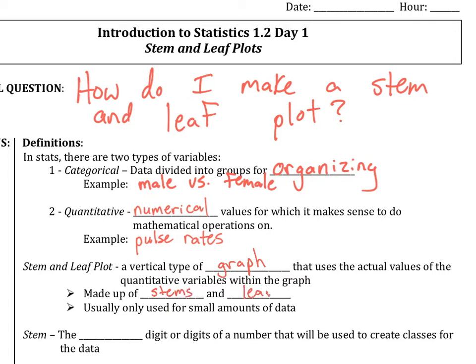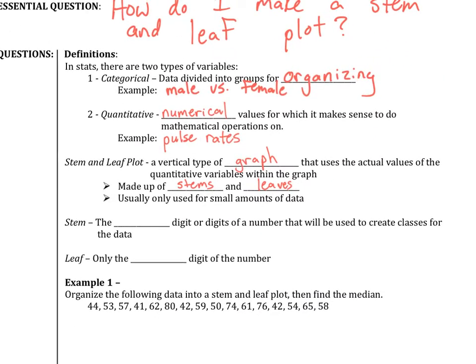It's usually only used for small amounts of data. So the stem is the first digit, or digits of a number that will be used to create classes for the data. And then the leaf is only the last digit.